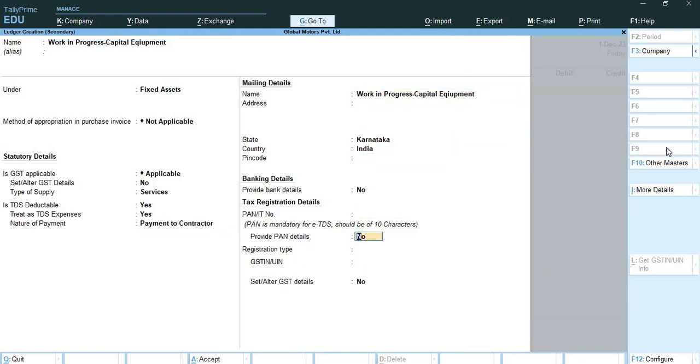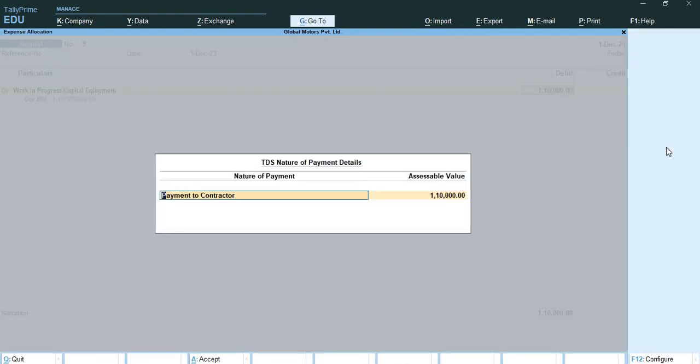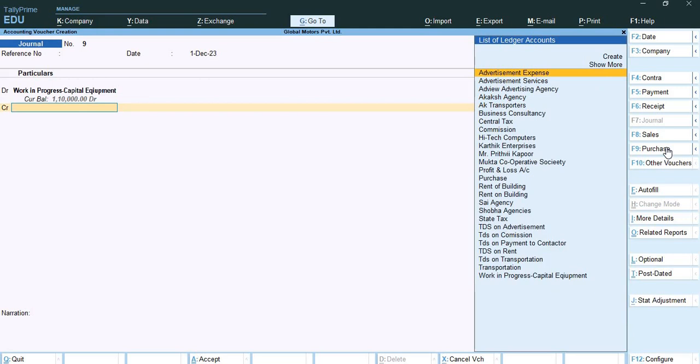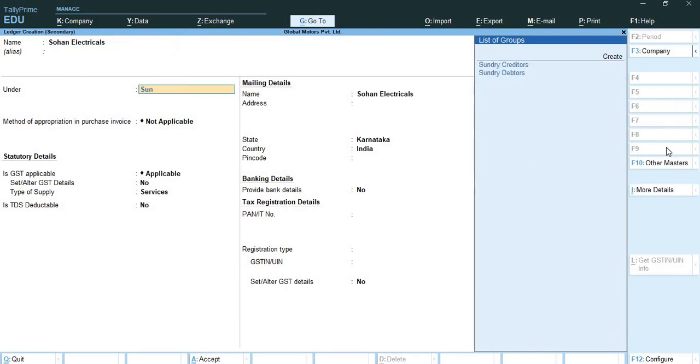Alright, here I'll add the PAN number. PAN number is ASEPG1234E. Amount will be 1,10,000. Credit, I'll create Sohan Electricals under sundry creditor.